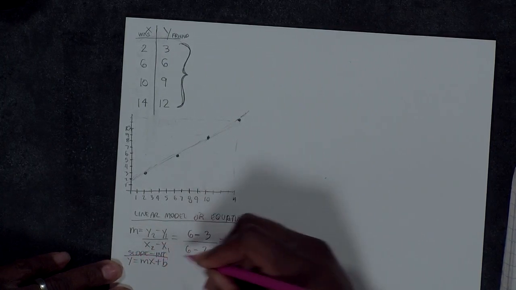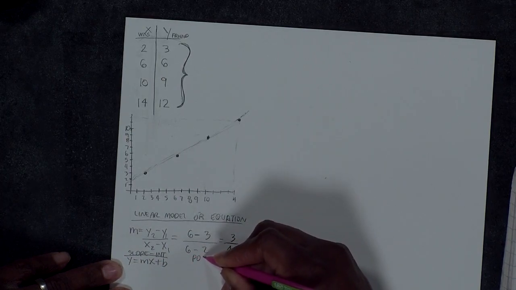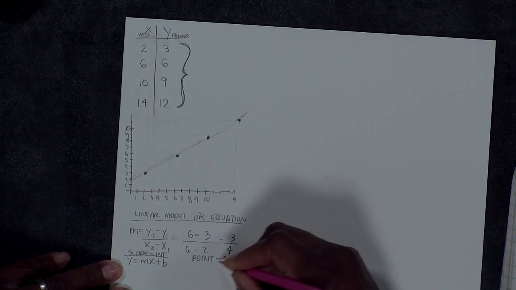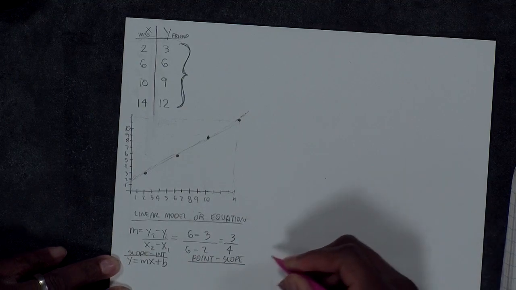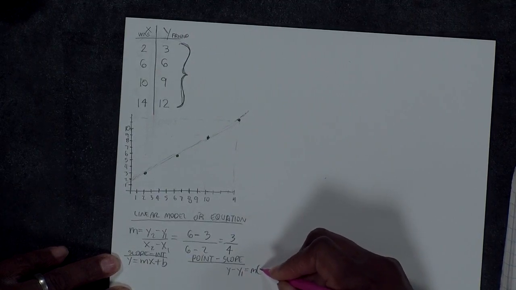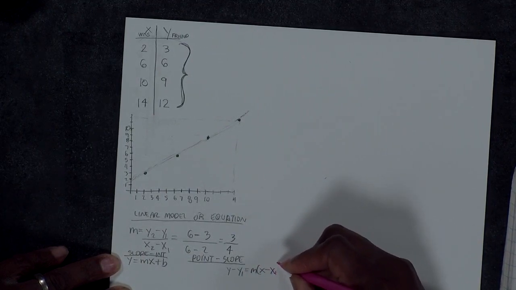Or you could use something called a point-slope equation. We'll use both. Point-slope equation, right? That point-slope equation is y minus y1 is equal to the slope times x minus x1.